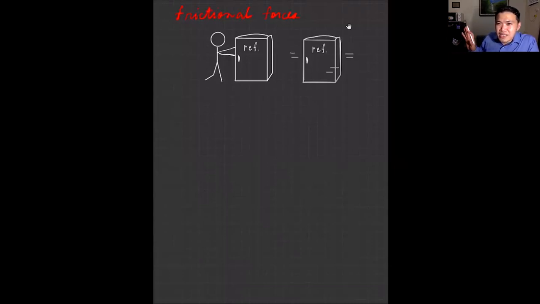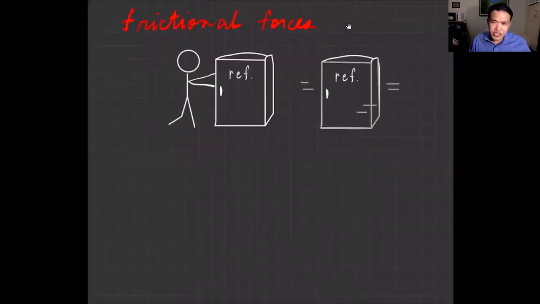But when you start moving the refrigerator, it's a little bit lighter now, but there is still a force that opposes the applied force. That is now what we call kinetic friction, an opposing force parallel to the surface when the object is already moving. So we have static and kinetic friction.